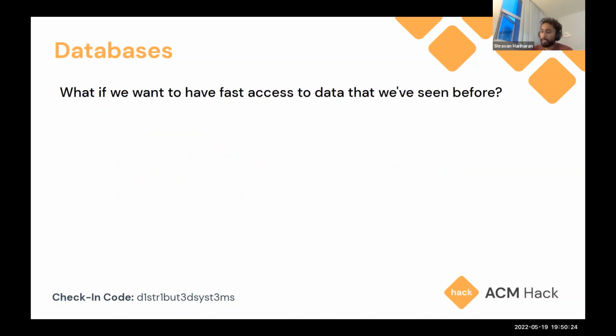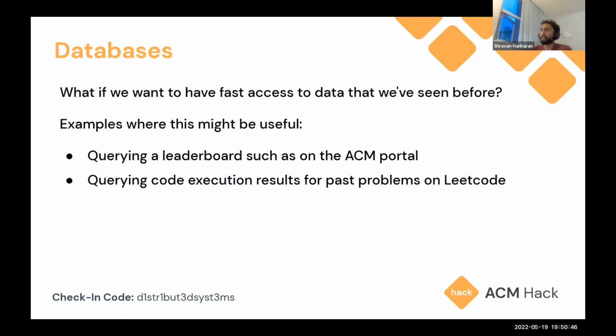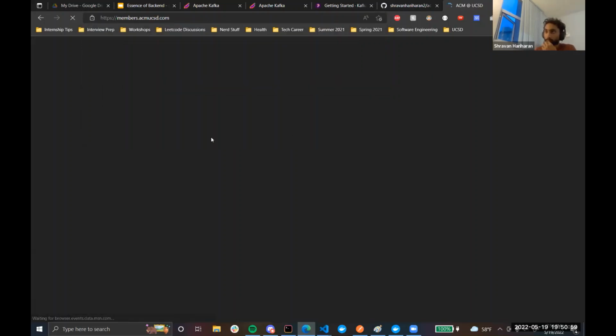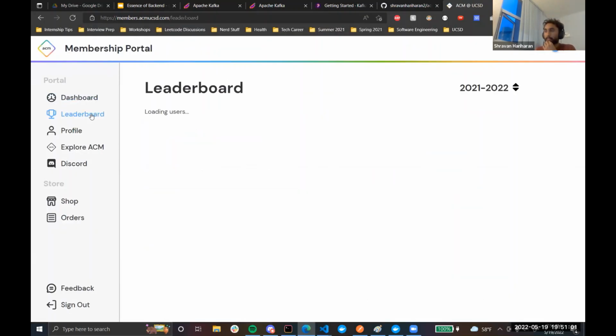When we talk about data being slow to access, there's clearly ways to optimize that. It just depends on the situation, right? If I have persistent data, then maybe I want that to be on disk. But what if I want fast access to data that, for example, I've already seen before? Let's look at some examples. Why would I want fast access to data I've already seen before? One example is the ACM membership portal. If I query the leaderboard, I could go to the membership portal website. Let me go to the website and go to the leaderboard.